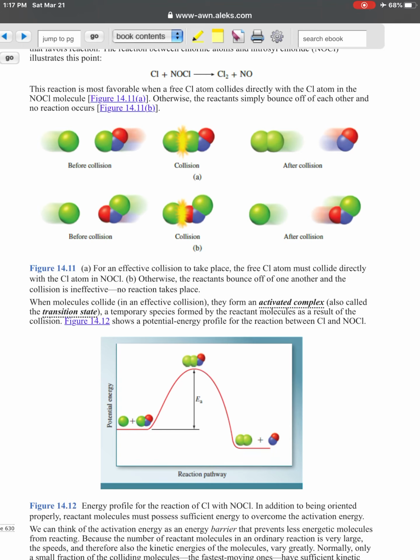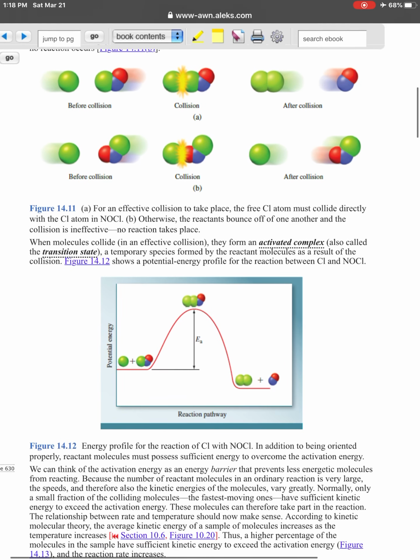Successful reaction. But if you look at B, if the chlorine atom is moving too slowly, or is not oriented properly and collides into the oxygen atom, sure, there could be a collision, boom. But it's not oriented properly to form a bond with the other chlorine atom. So it'll just bounce off the oxygen atom, and sorry, no reaction took place. Figure 14.11: for an effective collision to take place, the free chlorine atom must collide directly with the chlorine atom in NOCl.